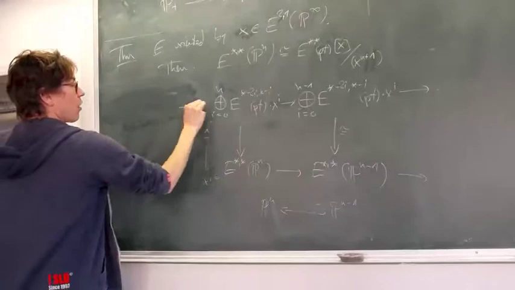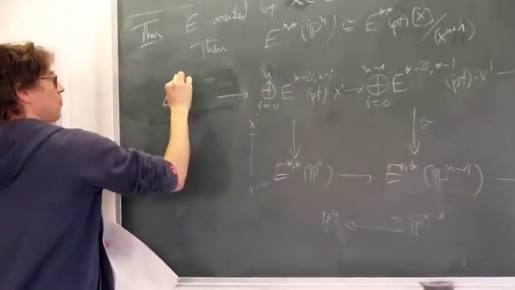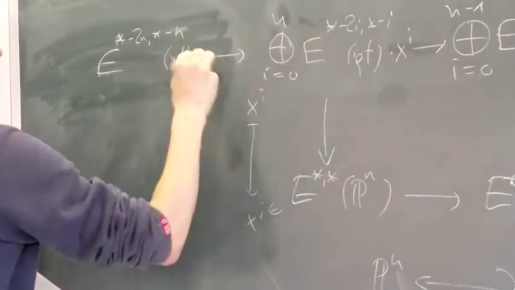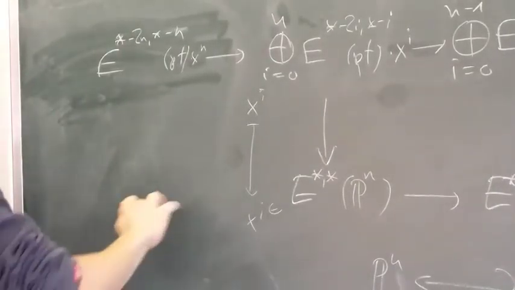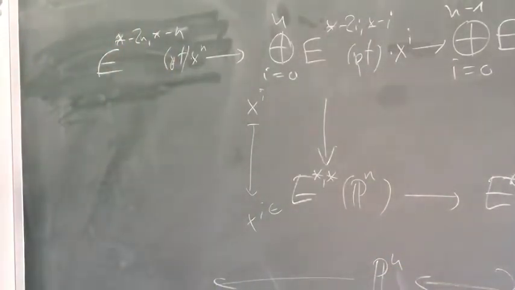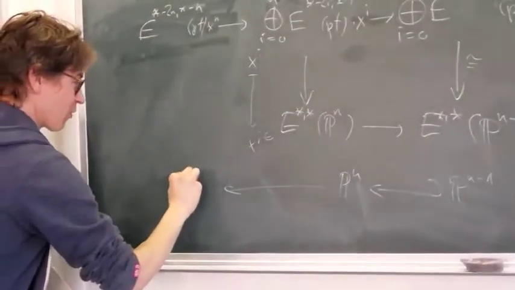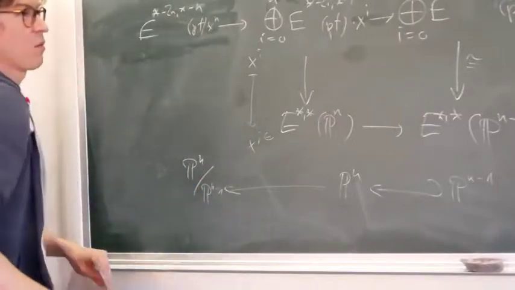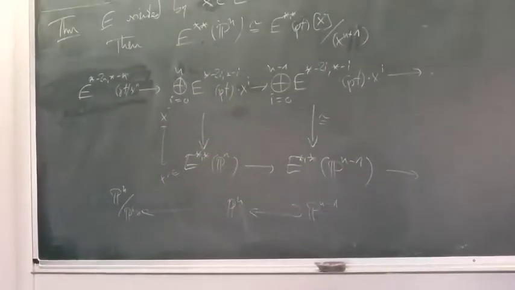Now the kernel upstairs is of course clear, it's just the missing summand, E star minus 2n, star minus n point, which here means times x to the n. And downstairs here, I have this inclusion, and I can compute the cofiber in spaces. That's again an unstable computation, which I just have to let you believe. This is not something I can do here. So the cofiber is Pn modulo P(n minus 1).